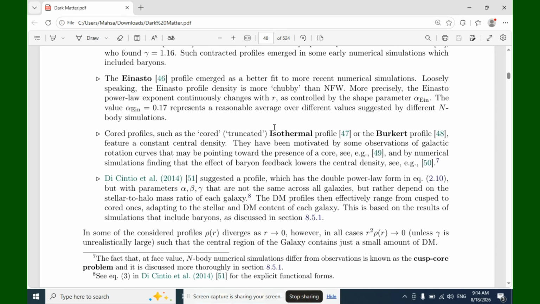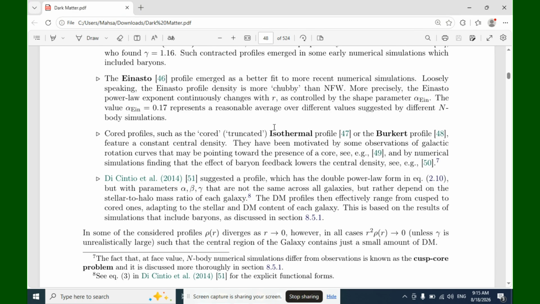The next one is cored profiles, such as the cored truncated isothermal profile based on reference 47, or the Burkert profile based on reference 48, which feature a constant central density. They have been motivated by some observations of galactic rotation curves that may be pointing toward the presence of a core. See, for example, reference 49, and by numerical simulations finding that the effect of baryon feedback lowers the central density. For example, reference 50.